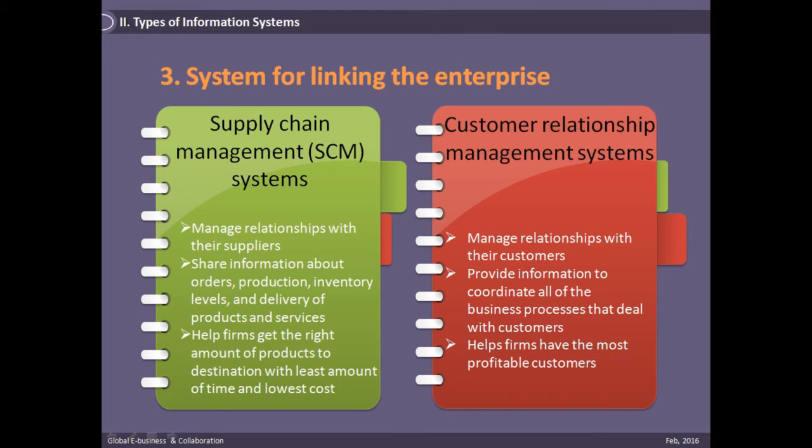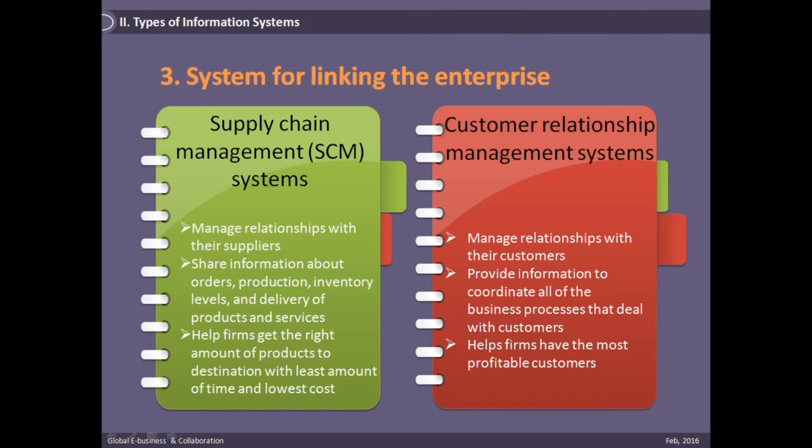Next are supply chain management or SCM system and customer relationship management or CRM system. Supply chain management system helps manage relationships with suppliers. This system helps suppliers, purchasing firms, distributors, and logistics companies share information about orders, production, inventory levels, and delivery of products and services, so they can source, produce, and deliver goods and services efficiently. The objective is to get the right amount of product from the source to the point of consumption in the least amount of time and at the lowest cost. This system increases firm profitability.